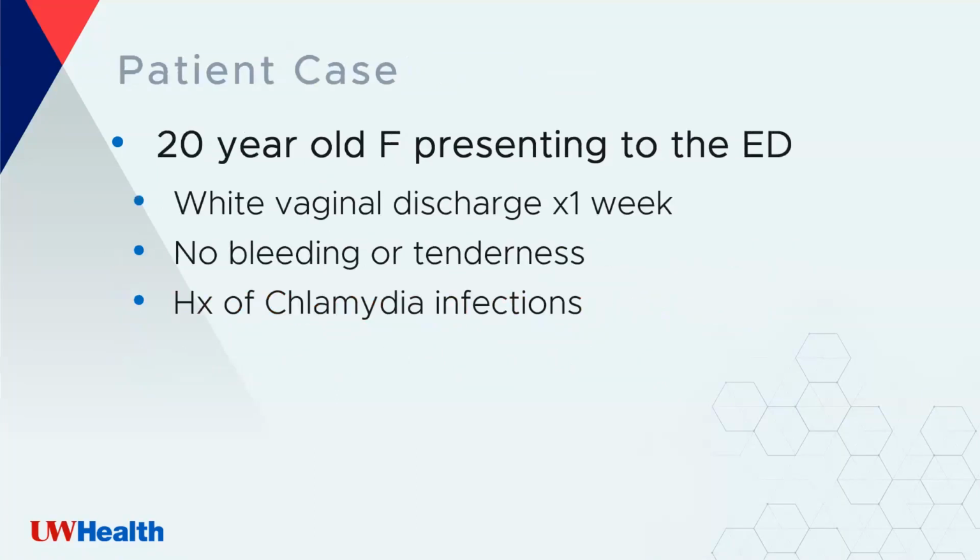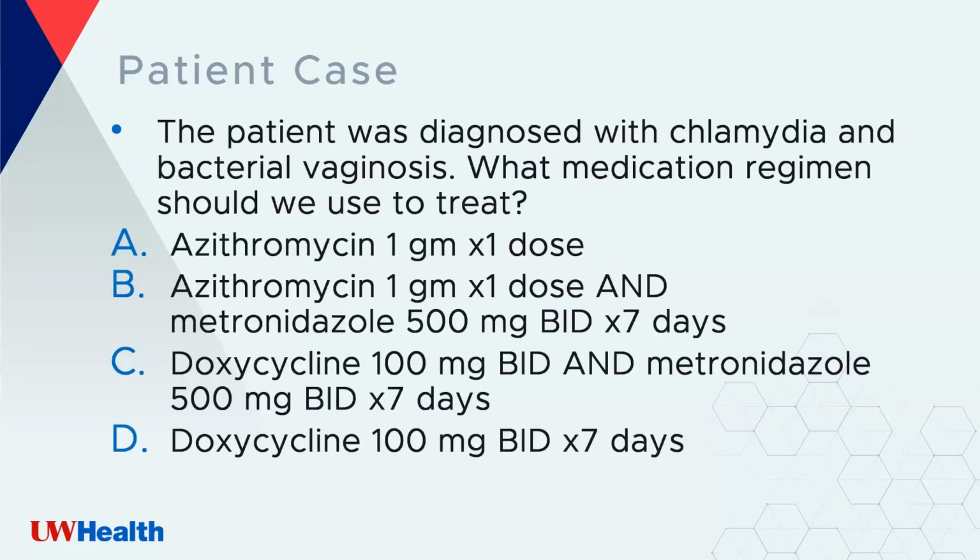Our next patient case, we have a 20-year-old female presenting to the emergency room that has noticed white vaginal discharge for about the last week, but she denies any bleeding or tenderness. However, she does have a known history of chlamydia infections. She was diagnosed today with chlamydia and bacterial vaginosis. What medication regimen should we use to treat her?